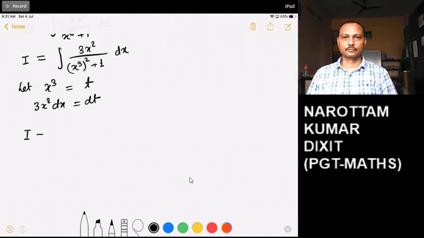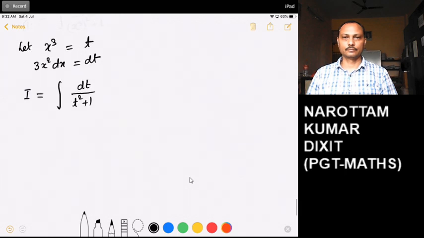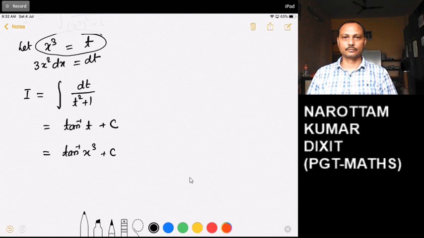Then our question will become dt upon t square plus 1. And you know the integration of 1 upon 1 plus x square is tan inverse x. So the integration of 1 upon 1 plus t square is tan inverse t plus constant of integration. Now what is the value of t? From the substitution you can see the value of t is x cube. So we can write here tan inverse x cube plus constant of integration. This is the answer.